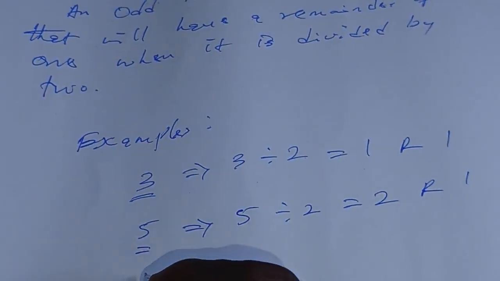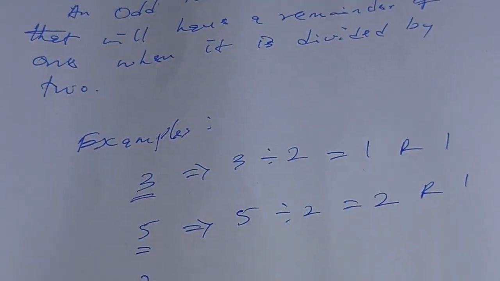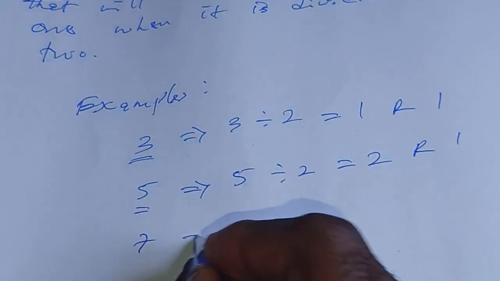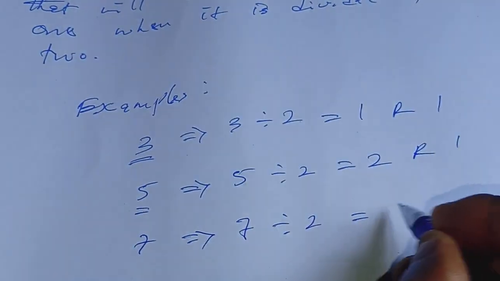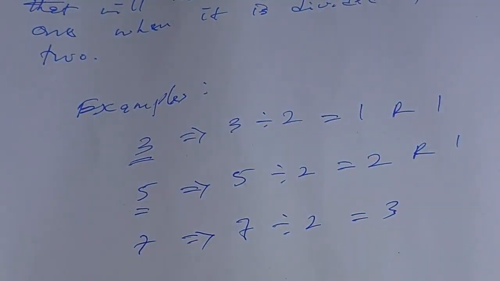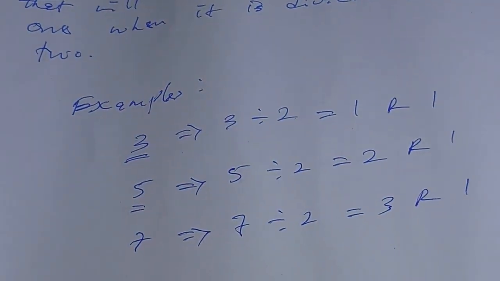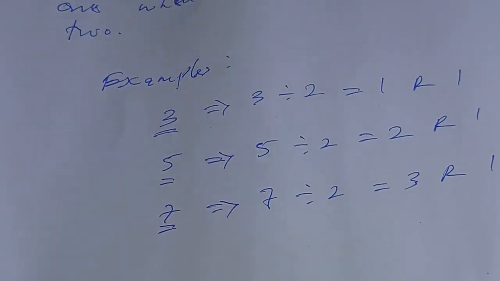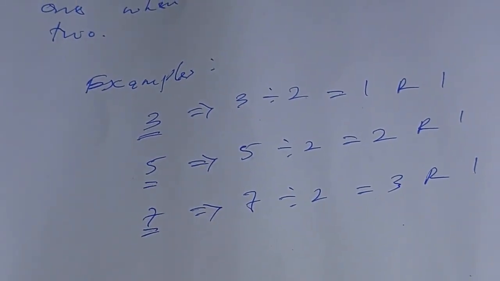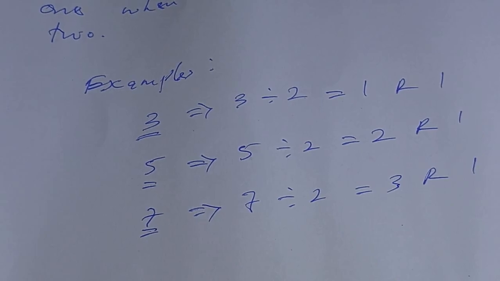Now, next in the line, let's look at 7 as an odd number. Why is 7 an odd number? 7 divided by 2 will give you 3. That's 6, remainder 1. So 1 will always remain. That's what we use in determining whether a number is even or odd. So any number that you use 2 to divide and has a remainder of 1 at the end of the day, then you know that that number is an odd number.